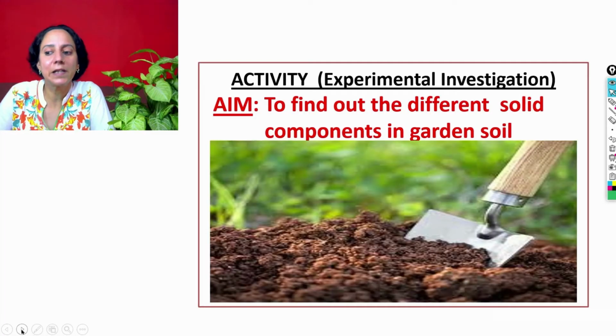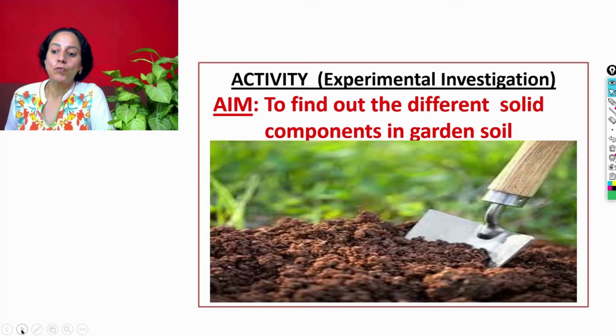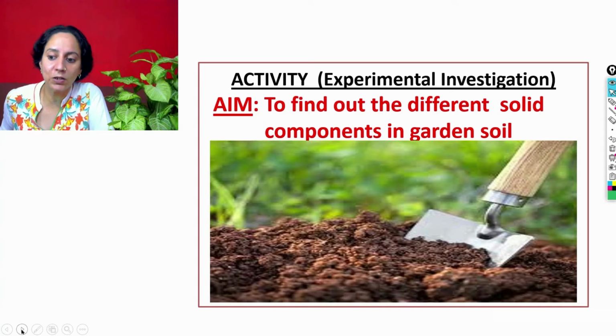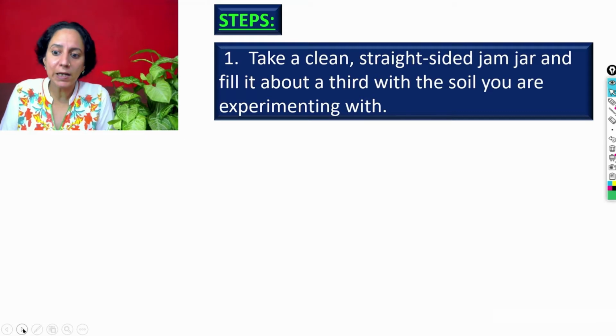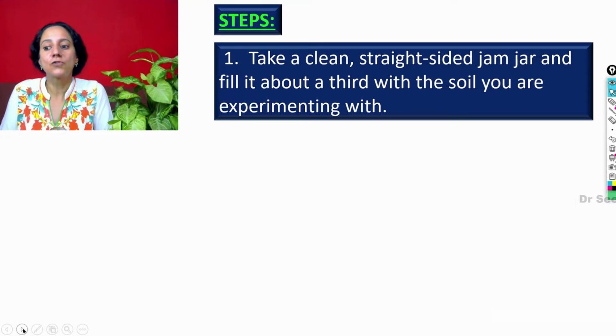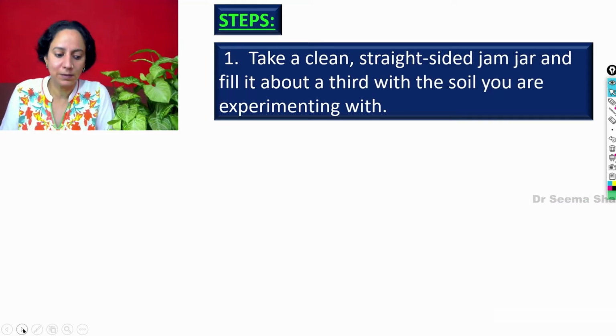Next segment is activity time. In that we are going to learn a little more about these types of soil with the help of experimental investigations. First experimental investigation is to find out the different solid components in garden soil. Steps. First step, take a clean straight sided jam jar or any other jar which has a wide mouth and fill it about a third with the soil you are experimenting with.